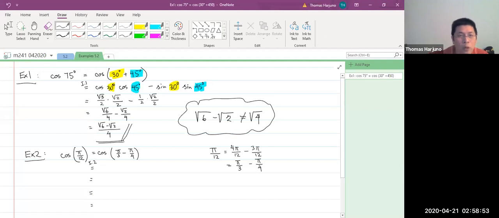So I hope you understand why I insist you memorize them. Even after today, if you have not memorized them, please memorize them. Very, very necessary. It's cosine pi over 3 times cosine pi over 4 plus sine pi over 3 times sine pi over 4.